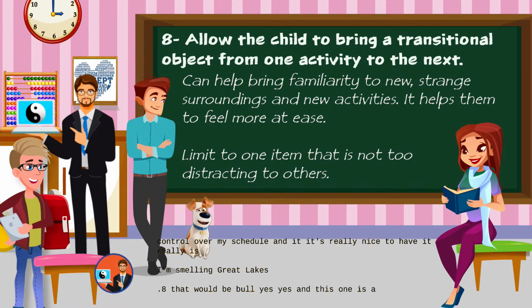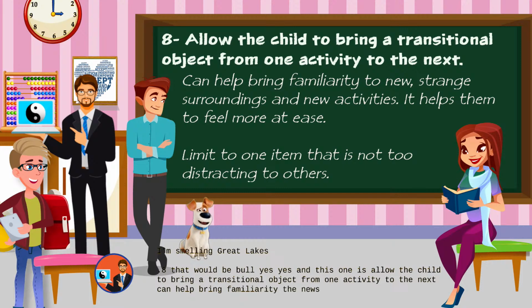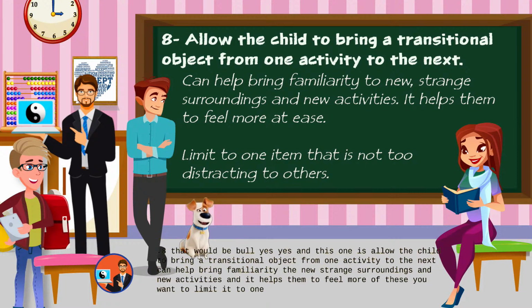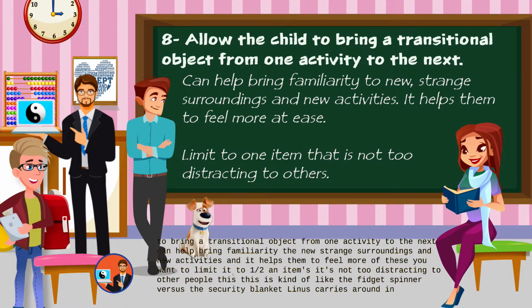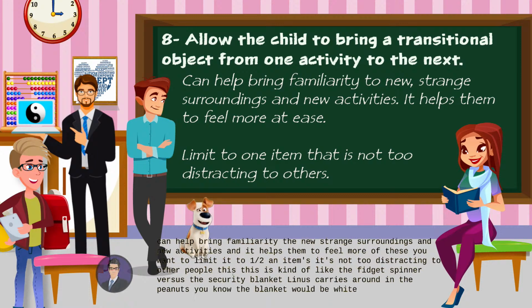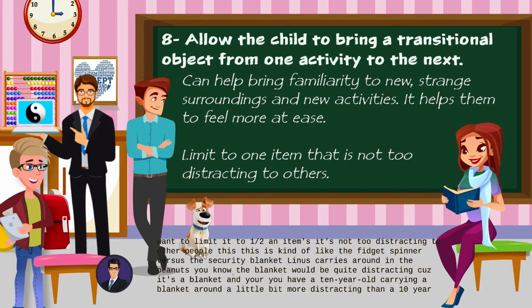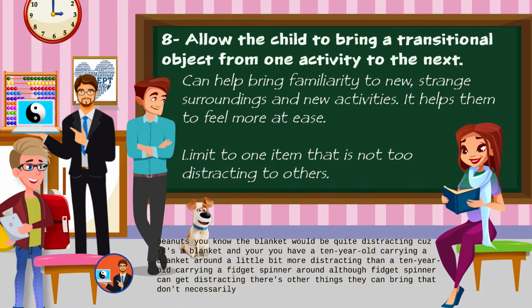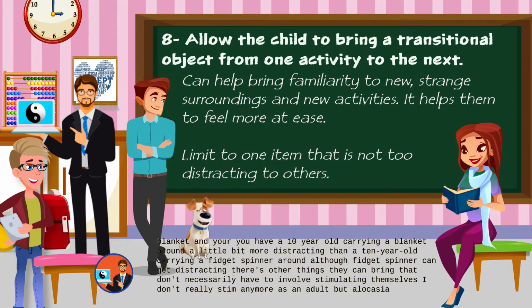This one is: allow the child to bring a transitional object from one activity to the next. It can help bring familiarity to new, strange surroundings and new activities, and it helps them feel more at ease. You want to limit it to an item that's not too distracting to other people. This is kind of like the fidget spinner versus the security blanket that Linus carried around in the Peanuts. The blanket would be quite distracting, because you have a 10-year-old carrying a blanket around. It's a little more distracting than a 10-year-old carrying a fidget spinner, although a fidget spinner can get distracting too. There are other things they can bring that don't necessarily involve stimming. I don't really stim anymore as an adult, but I'll occasionally find myself clenching my hands together.